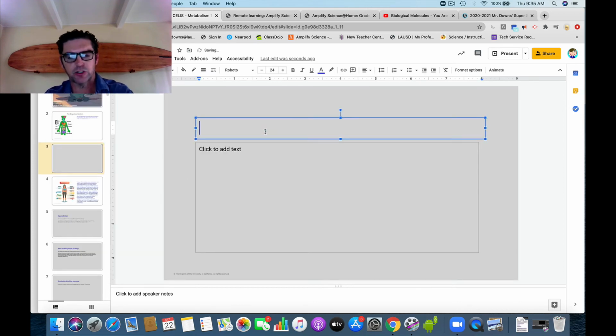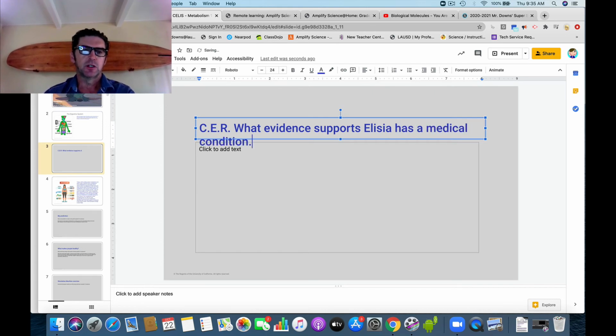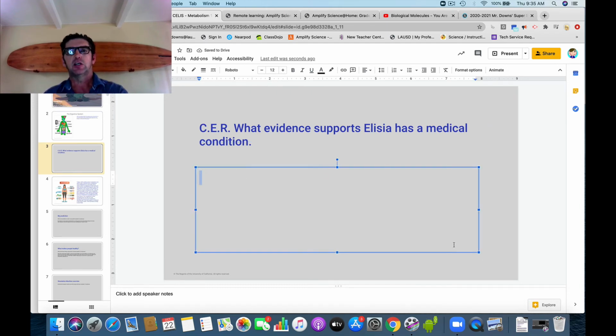So what we're going to write here, this is your final grand finale of the week. CER. What evidence supports Alicia has a medical condition? So you already have your evidence. We've done that. And this is how doing research and reports can be easy. If you do every step, you just have to move things up.